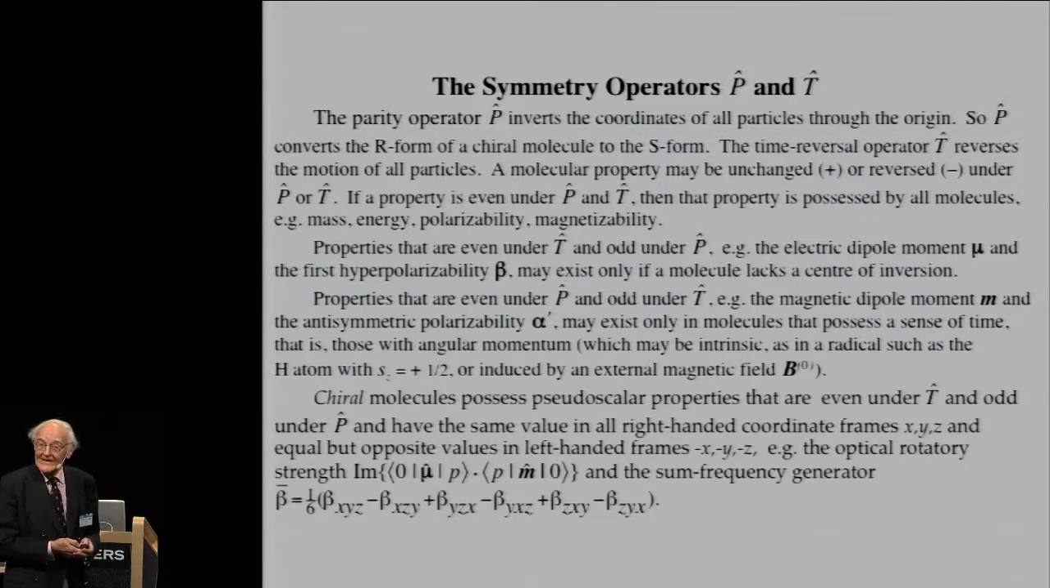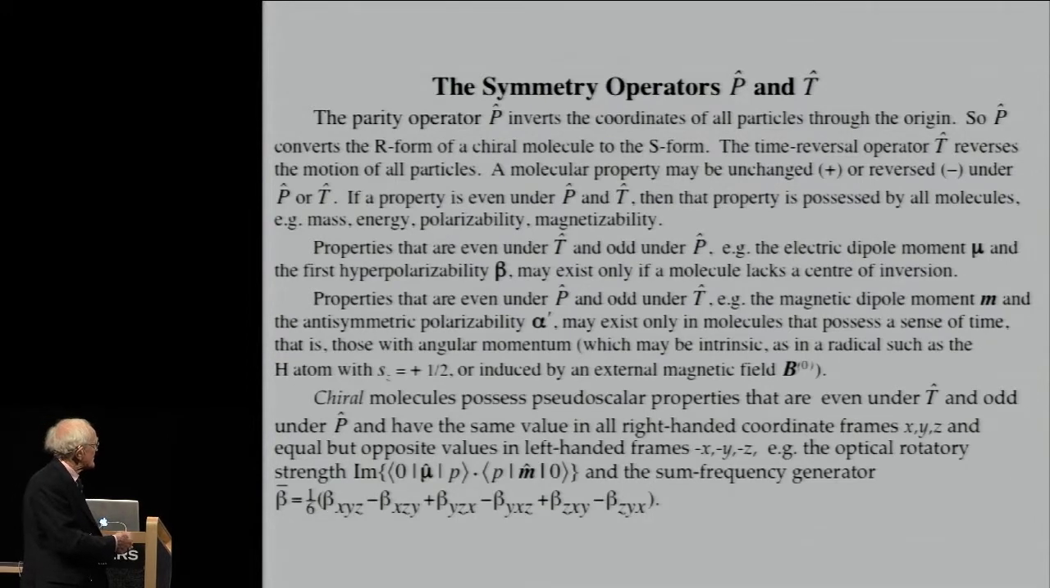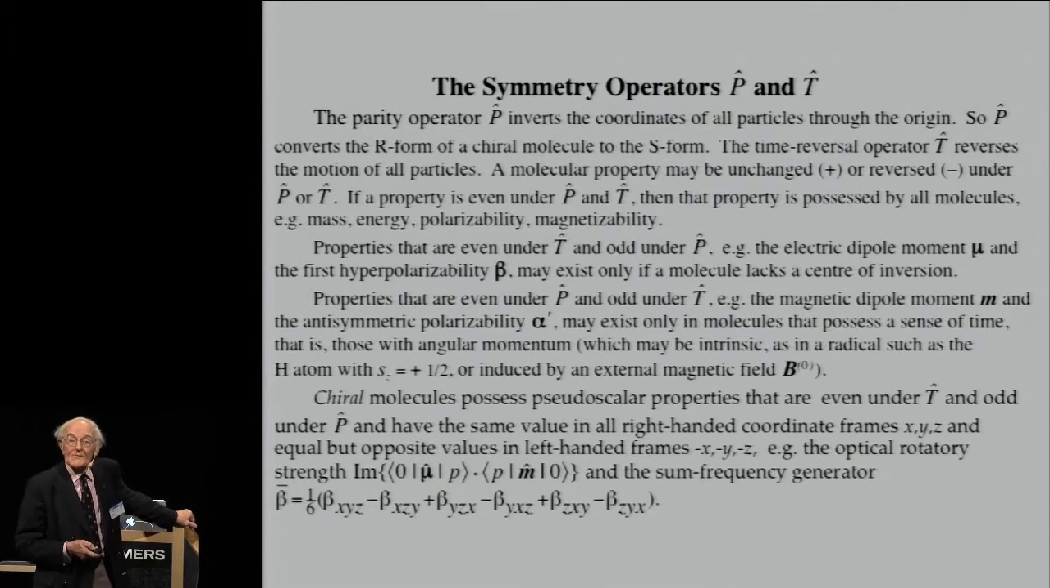The best known example of that is the optical rotational strength, which is a product of a transition electric dipole and a transition magnetic dipole. In dichroism, we're looking at transitions from one quantum state, zero, the ground state, to an excited state, P. So that's the transition electric dipole, which determines the intensity of the transition. And here's the transition magnetic dipole. So that's odd under time reversal. That's even. But the imaginariness of it also changes sign under time reversal. So that's even under time reversal and odd under parity. So it characterizes, it's very much a pseudoscalar property.